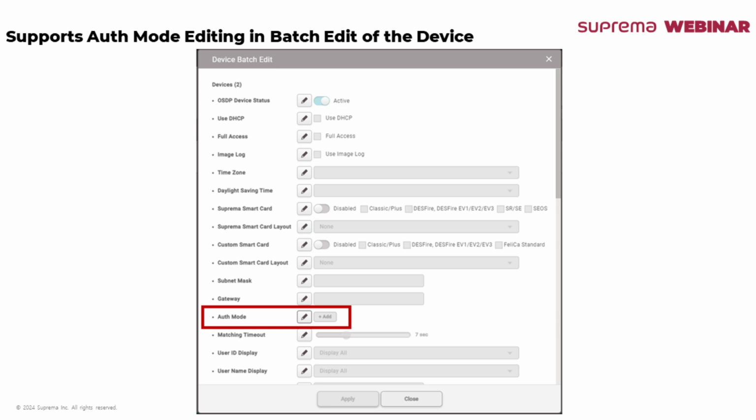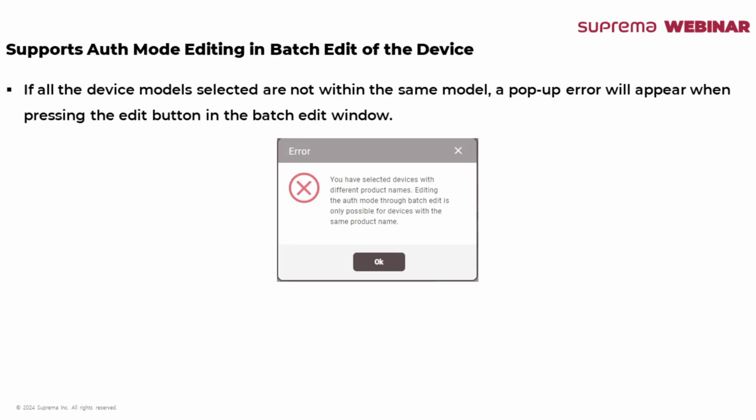So for device batch edit, you could use either the DHCP option or device status, image log, full access. These were all previously given options. But now we have the authentication mode edit option in which you can decide. But what's important when it comes to batch edit, if all the device models selected are not within the same model, a pop-up error will appear when pressing the edit button in the batch edit window.